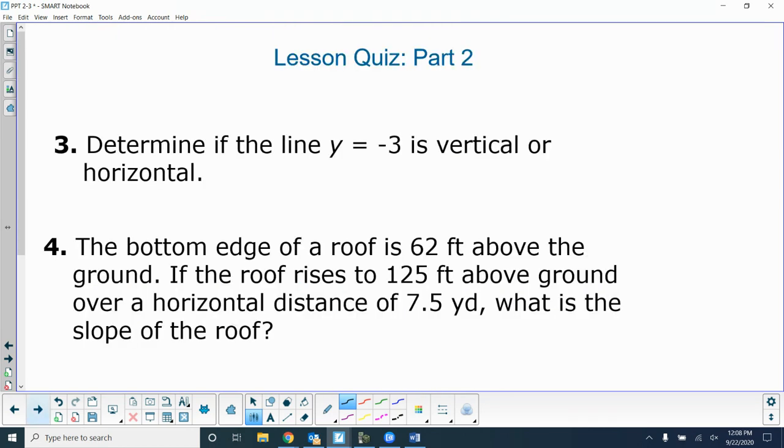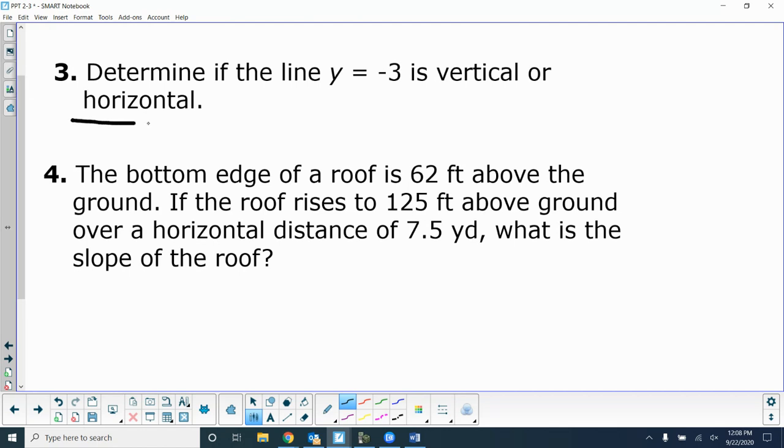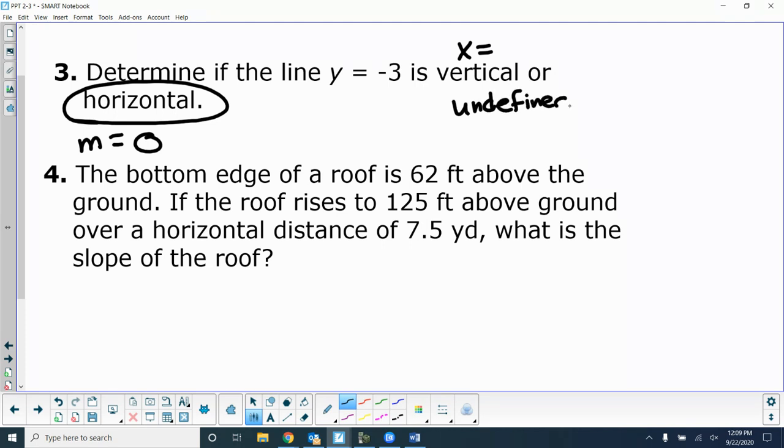Okay, number 3, is that vertical or horizontal? Horizontal. When it's y equals, horizontal. What's the slope of a horizontal line? 0. And then when it's x equals, it's vertical, which is undefined. So those are 2 things that you need to remember. Okay? That'll help you if you remember that.